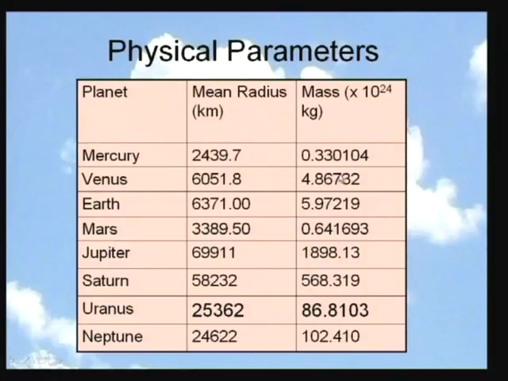Earth and Venus have comparable masses, Mercury and Mars have smaller masses. Jupiter has a mass which is 300 times larger than that of Earth, and Jupiter itself contains, I think, twice as much mass as the rest of the planets in the solar system put together. So, it is really enormous. Okay.